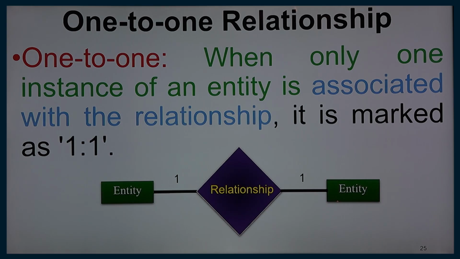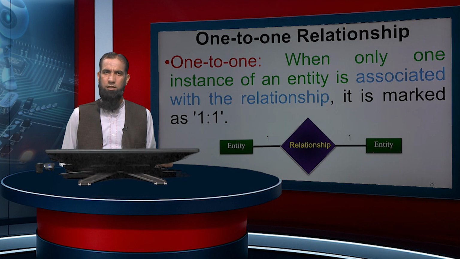A one-to-one relationship means that only one instance of an entity can be associated with only one instance of another entity through that relationship. For example, in a university database, each student may be assigned a single course. Each student may be assigned a single teacher for a single course.